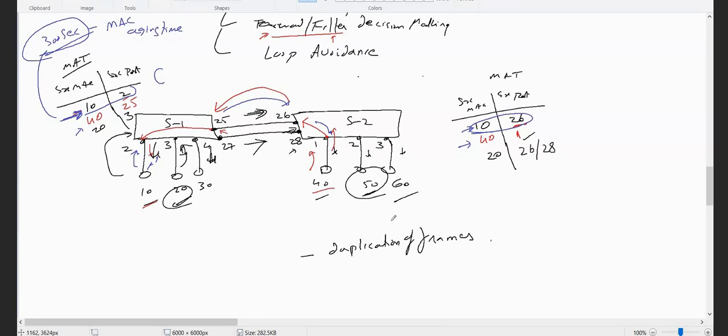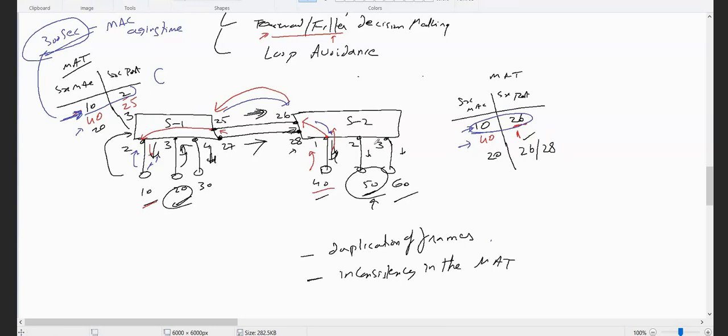Because of the duplication of the frames, the second problem I am facing is inconsistency in the MAC address table. One time it is 26, one time it is 28, it keeps on shuffling. So now I have to send it, I have to look for the destination. I look for the destination 50, and I don't see it in my MAC address table. So I have to send it to all the ports except the port through which I received.